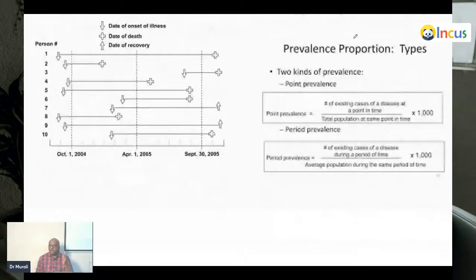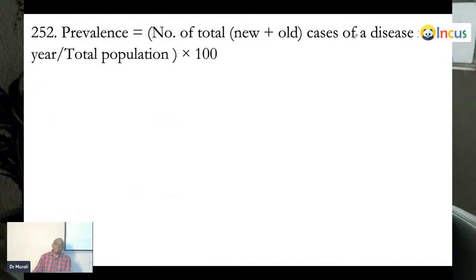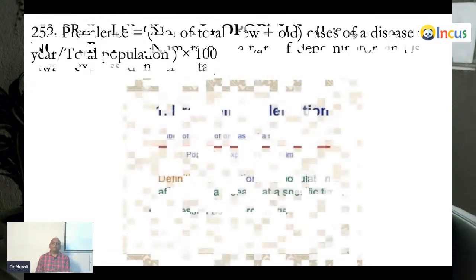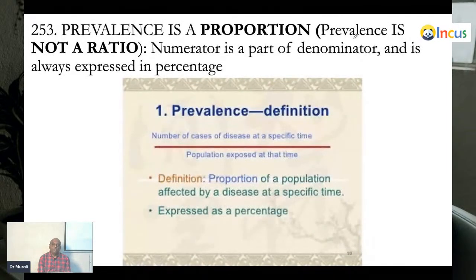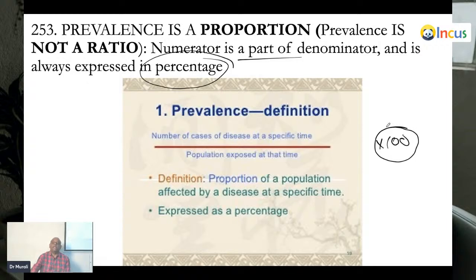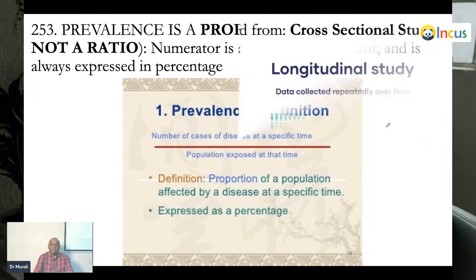So prevalence is total new plus old cases of the disease in a year divided by total population into 100. So what is prevalence? Prevalence is a proportion. Prevalence is not a ratio. One of the favorite questions. Why? Because the numerator is a part of the denominator and it is expressed as a percentage. That is, the multiplier is 100. So that is the reason prevalence is a proportion, but not a ratio, is what you have to basically remember.